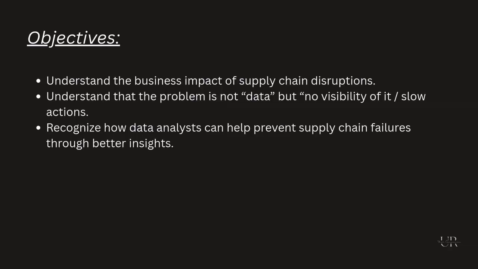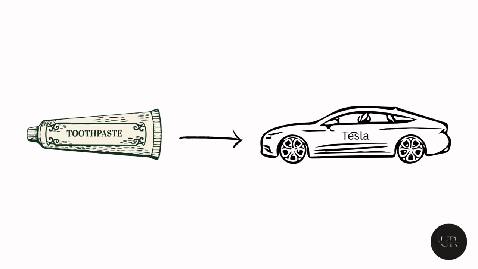The objectives are to understand the business impact of supply chain disruptions; to understand that when a supply chain disruption is caused, the problem is not data, but there is often no visibility of it, and there are slow actions against that problem. The third objective is to recognize how data analysts can prevent supply chain failures through better insights. So let's begin with today's lesson.